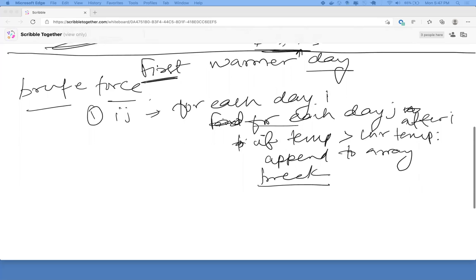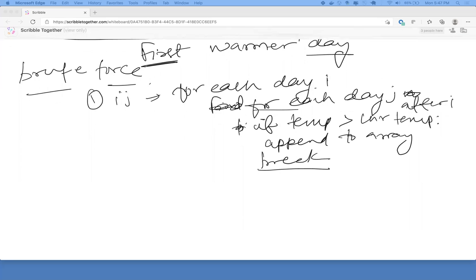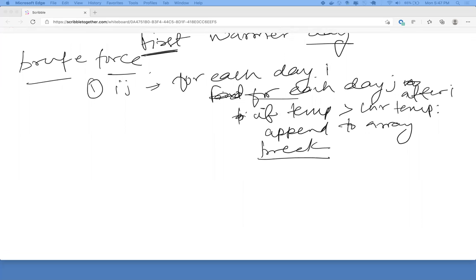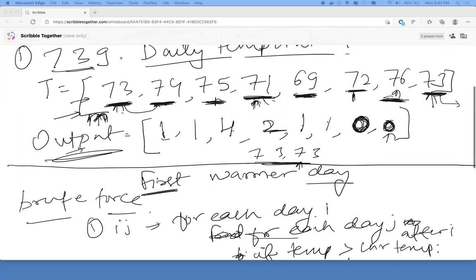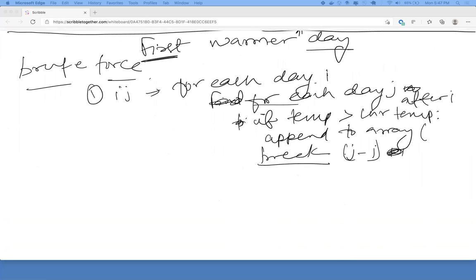Yeah, but you have to keep a counter for the number of days that you had to go through. So basically that will be j minus I plus 1, right? Is it plus 1, or I think it's just j minus I? So let's say 73, 75, it's 2, j minus I. It's just the indexes, so basically just j minus I. So is this clear to everyone?